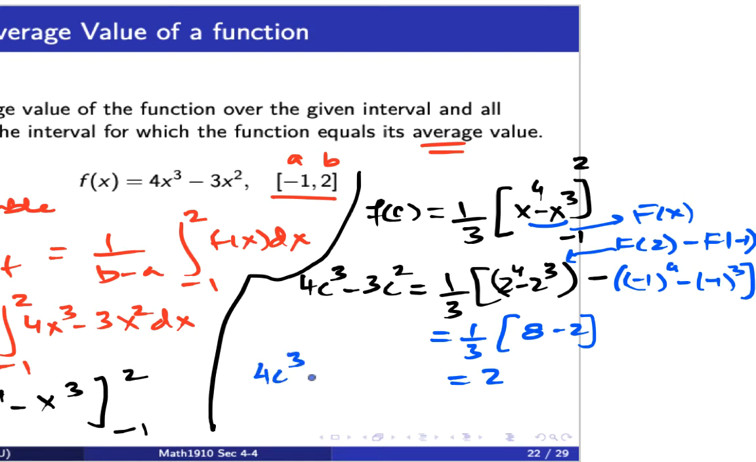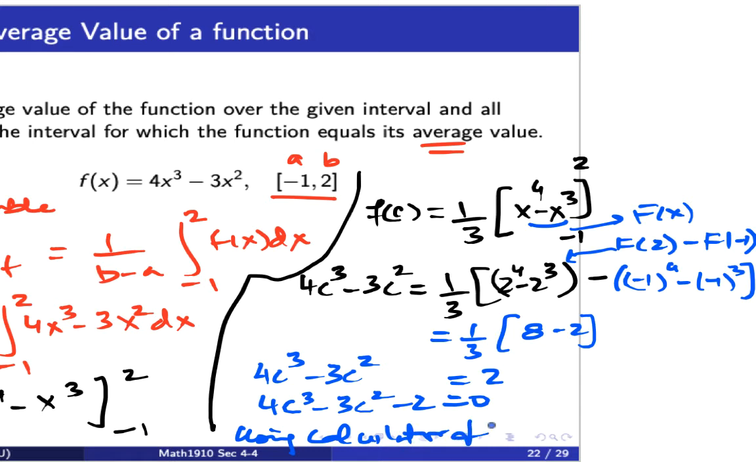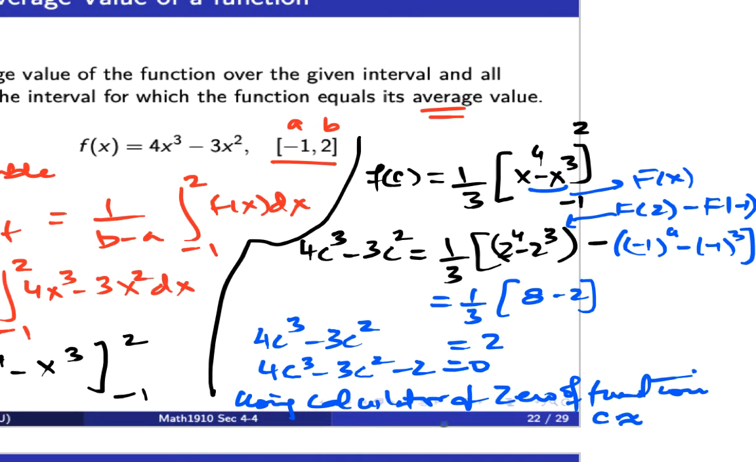So what you're getting is 4c cubed minus 3c squared. Basically you want to find the c which will make that average value happen. So 4c cubed minus 3c squared minus 2 equals 0. You want to find the c which will satisfy this equation. So using your calculator and the zero of the function, you find that c is approximately 1.1368. Okay?